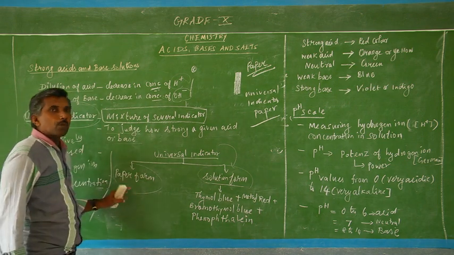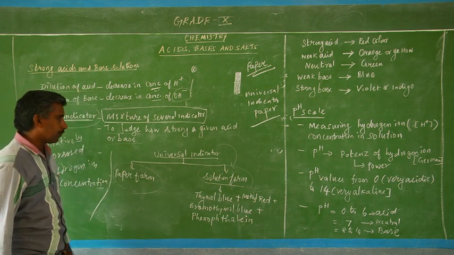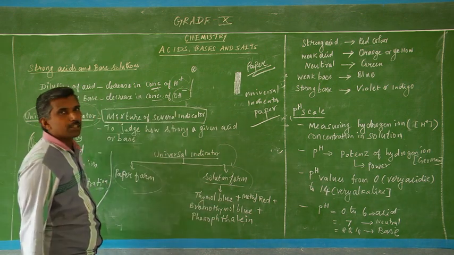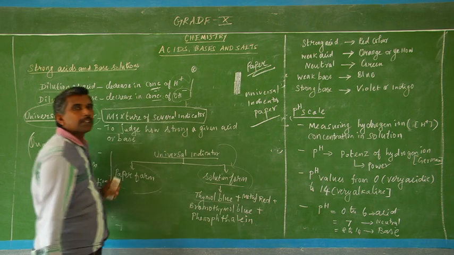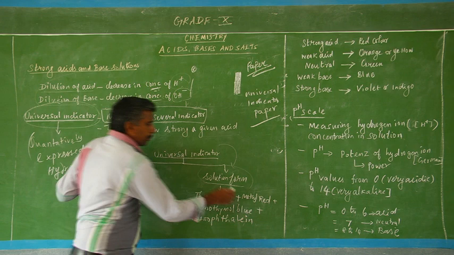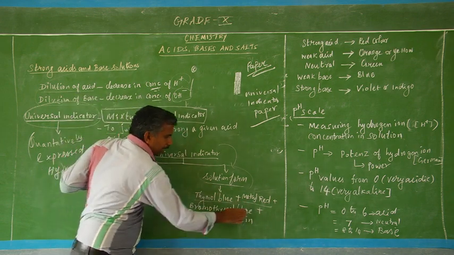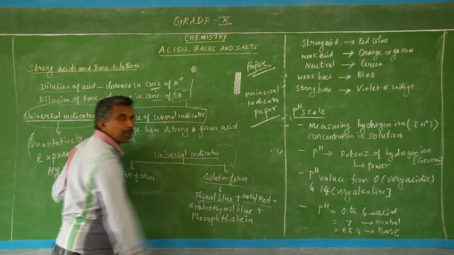Universal indicator has two forms, paper and solution. In the solution form, four indicators are mixed. The first indicator is thymol blue, the second is methyl red, the third is bromothymol blue, and the fourth one is phenolphthalein.